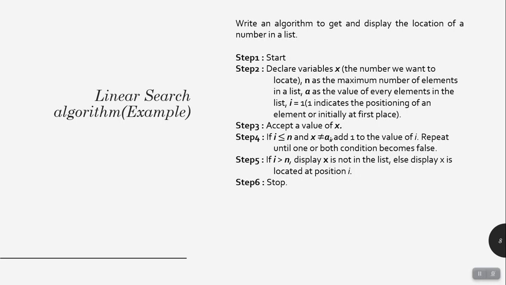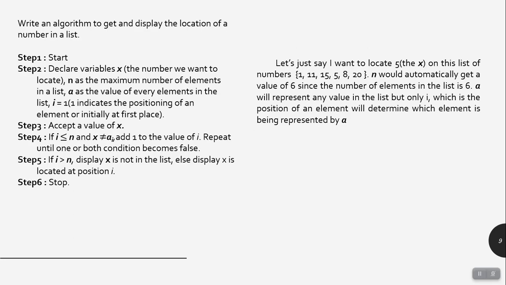Again class, this algorithm takes time to finish. You need to test it until you reach the correct algorithm or until you create a solution that satisfies the problem. So let's just say I want to locate 5, which is the x, in this list of numbers: 1, 11, 15, 5, 8, and 20. And n would automatically get a value of 6 since the number of elements in the list is 6. A will represent any value in the list, but only i, which is the position of an element, will determine which element is being represented by a.